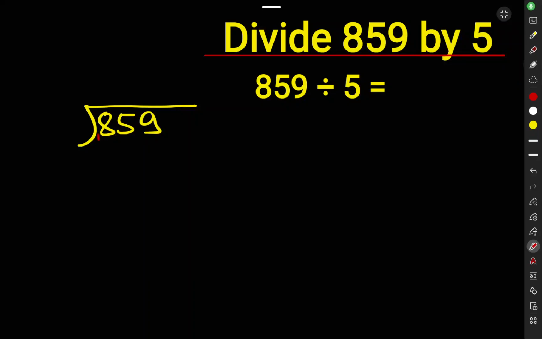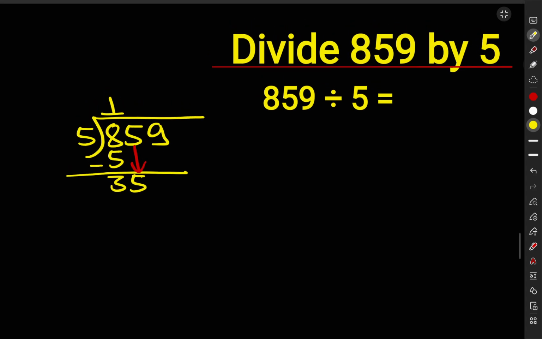We divide 859 by 5 in long division method. 5 times 1 is 5. On subtracting we get 3. So now we put down this 5 and it is 35.